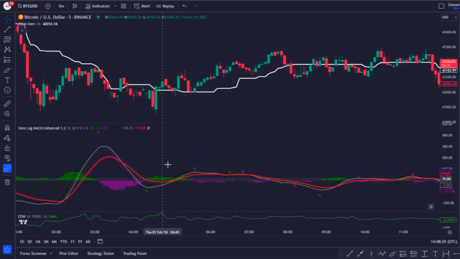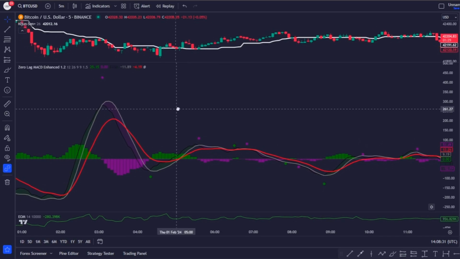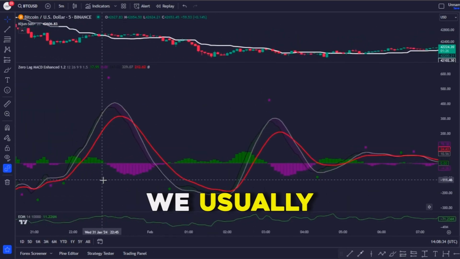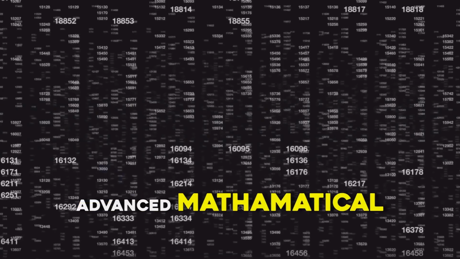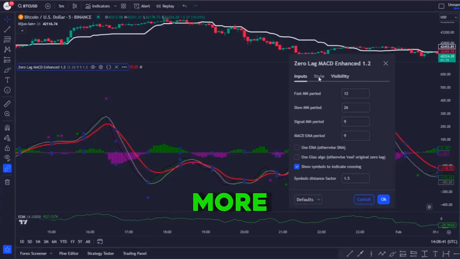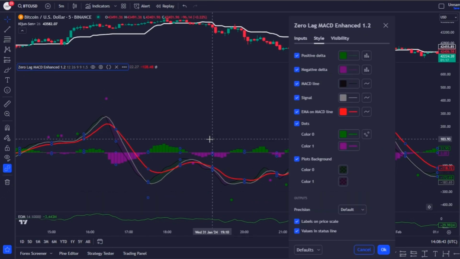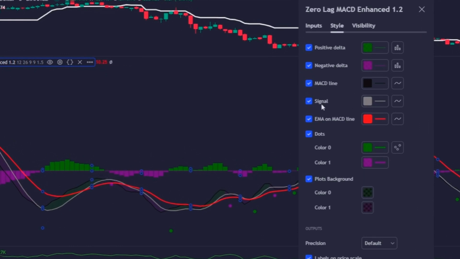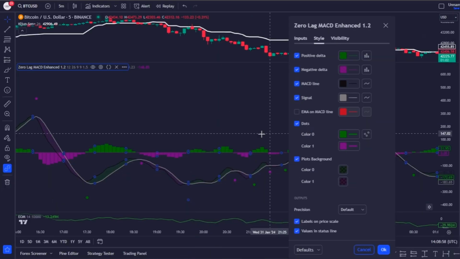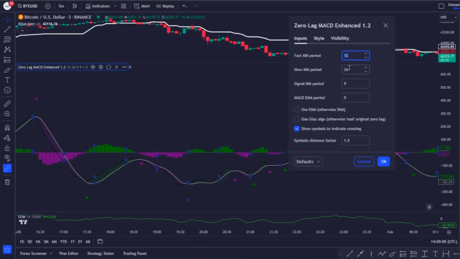The Zero Lag MACD is a technical trading indicator that was created to reduce the lag we usually find in traditional MACD signals. It employs advanced mathematical calculations to provide more accurate buy and sell signals. By default, it is formed by three lines: the white one, which is the signal line, the darker one, which is the MACD line, and this red one, called EMA on MACD line, which for today's strategy we will not use. The default settings are 12, 26, 9 and 9, and you don't need to change them.